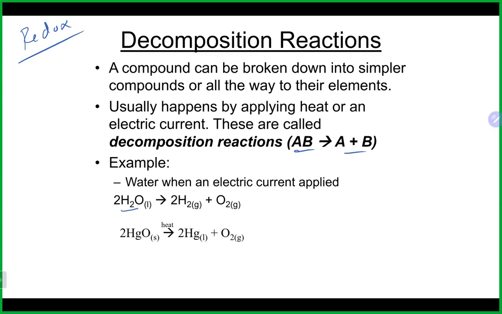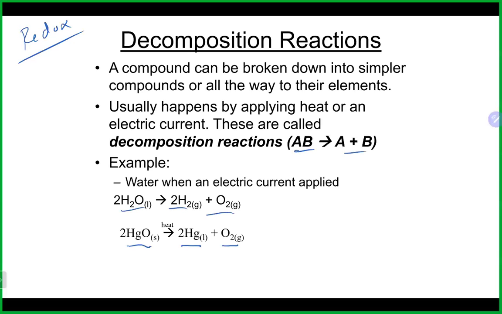So here, if we run an electrical current over water, you will get hydrogen gas and oxygen gas that will form. It's known as the electrolysis of water. One thing makes two things. This is the decomposition of mercury(II) oxide, and it will make mercury liquid and oxygen. Again, one thing makes two things. That is what you would look at to recognize it as a decomposition reaction. Basically the exact opposite reaction of putting it together, which is the synthesis reaction.